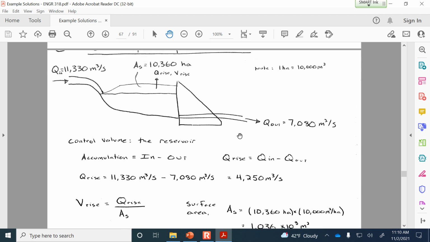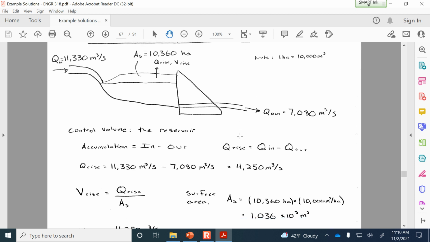All right, here we are. The velocity of the rise is going to be the net difference between the in and the out. So you can think of that as the volumetric accumulation. At what rate, how many cubic meters per second, or you could even calculate it in cubic meters per hour, is volume accumulating inside of that dam?